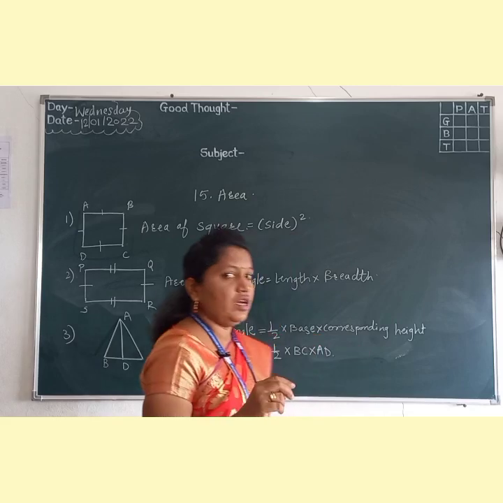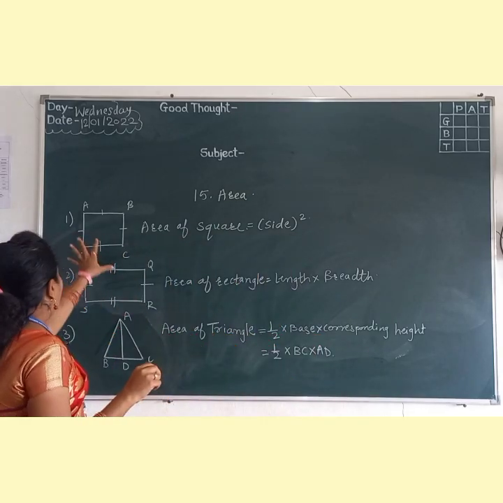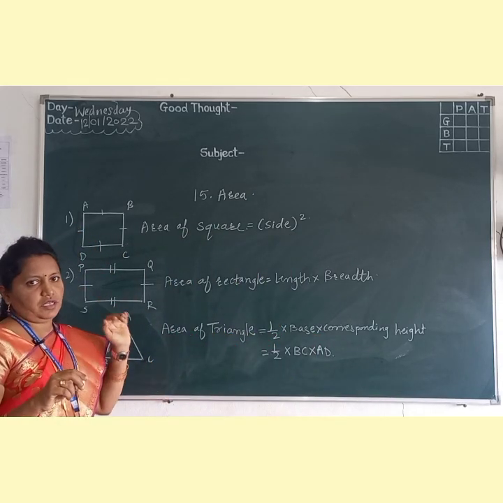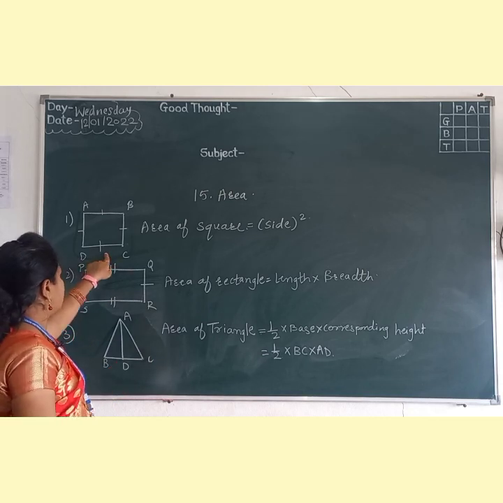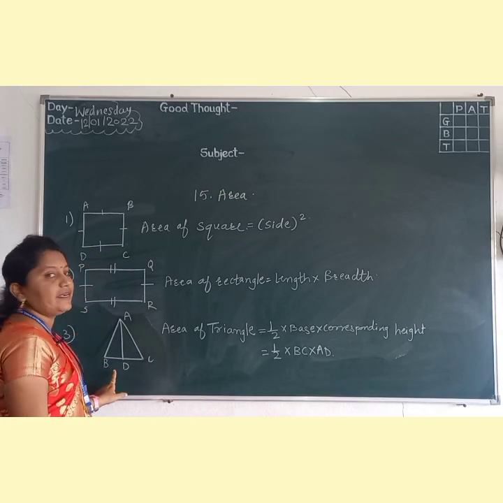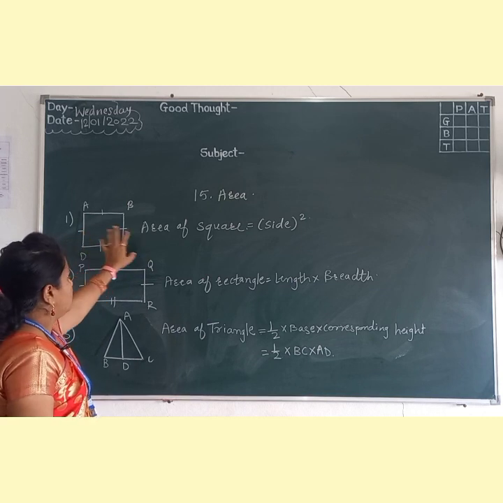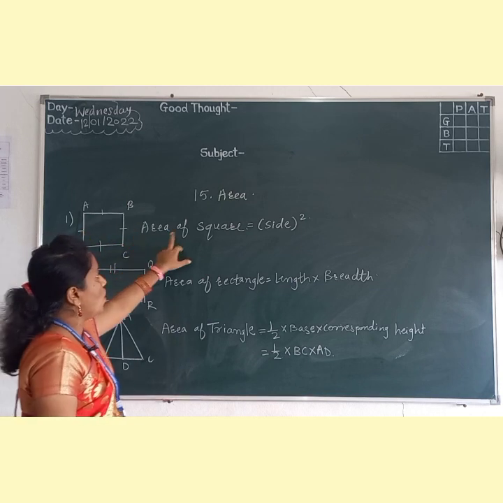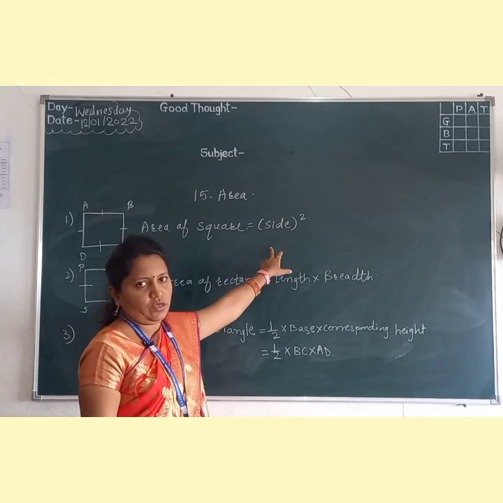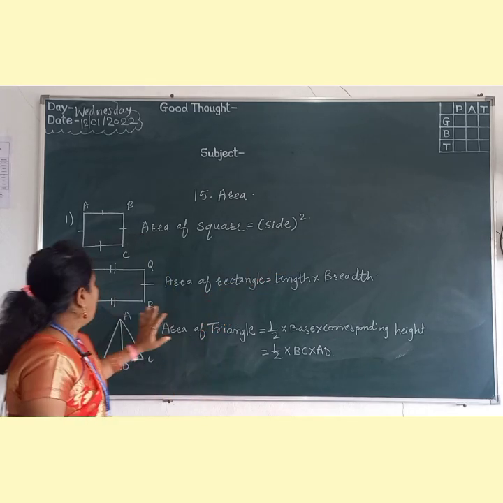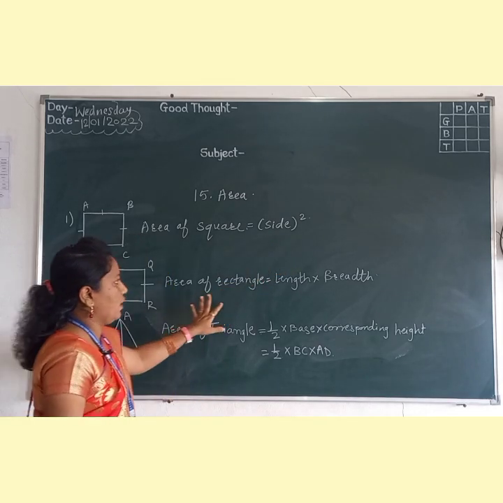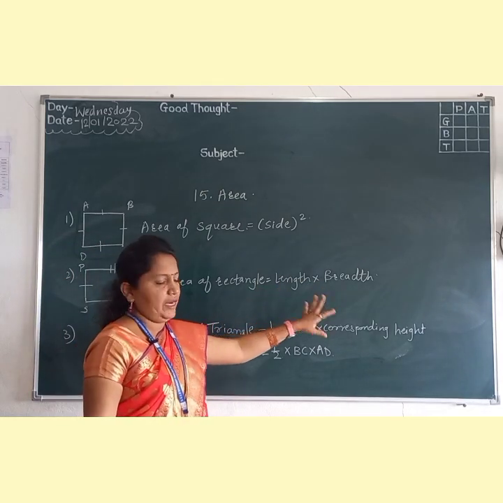You know the area of different shapes in mathematics. First is the square, then rectangle and triangle. How to calculate the area of a square? The equation is: area of square is equal to side square. Also, area of rectangle is equal to length into breadth.